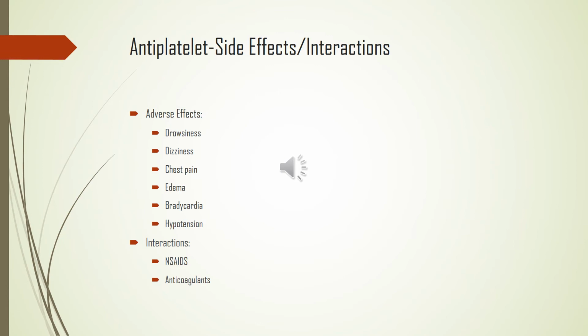Okay, side effects and interactions. Adverse effects are basically, if you think back to what anticoagulants are, the same thing: drowsiness, dizziness, on some of them bradycardia, hypotension, edema, chest pain. The interactions are going to be NSAIDs and anticoagulants. You're not going to give these typically together. You might, in a rare case, give them something like that, but typically you're not going to. Probably the most common one you might see will be the aspirin.